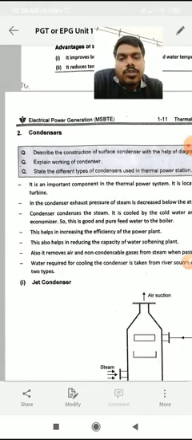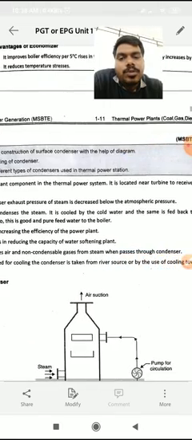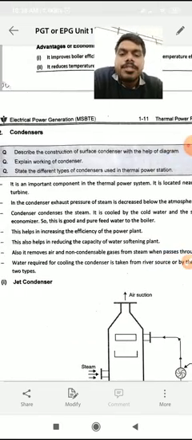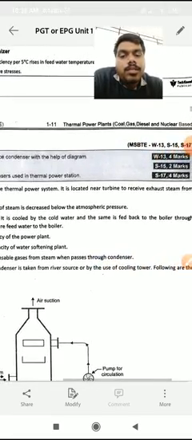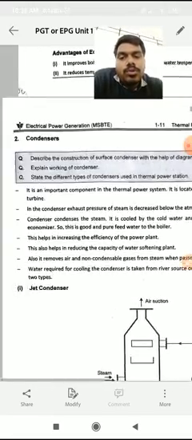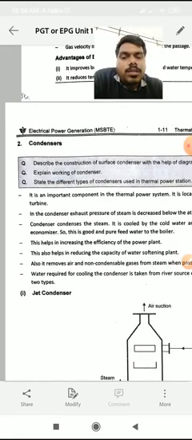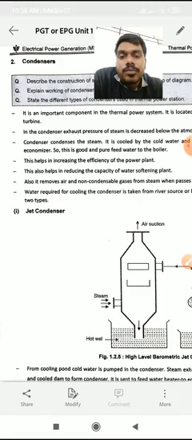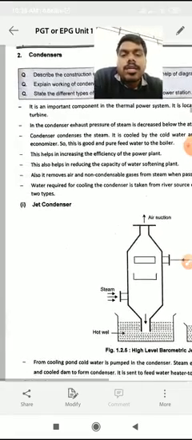In the condenser, the exhaust pressure of the steam is decreased below atmospheric pressure. The condenser condenses the steam. It is cooled by cold water, and the same is fed back to the boiler through the economizer. So this is good, pure feed water for the boiler. This helps in increasing the efficiency of the power plant. This also helps in reducing the capacity of the water softening plant. It also removes air and non-condensable gases from the steam when it passes through the condenser.